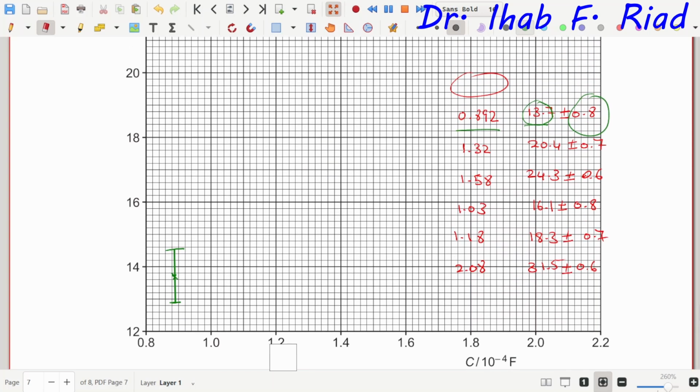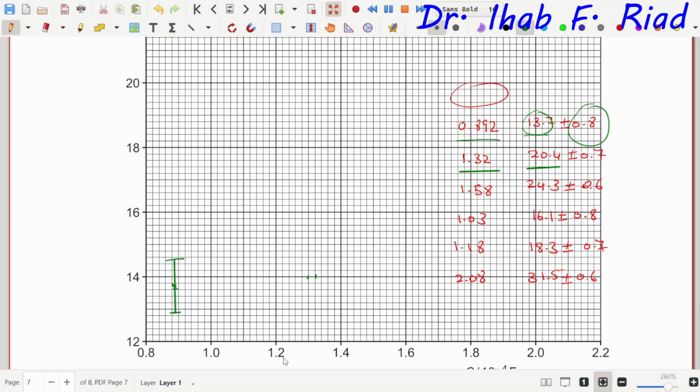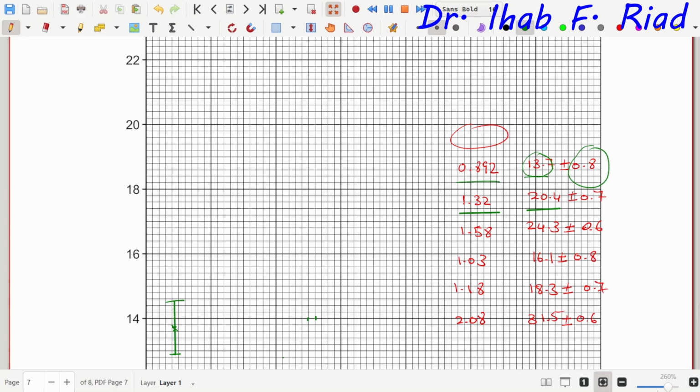It is 1.32, okay, and 20.4. So 1.32 is 1.2, 1.3, this is 1.3, this is 1.32, okay, and we have 20.4, 20.2, 20.4. So it is over here. It's an easy one. Okay.